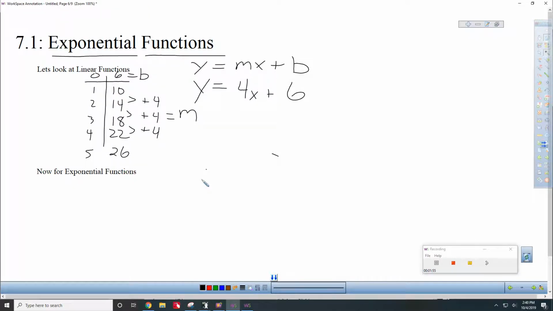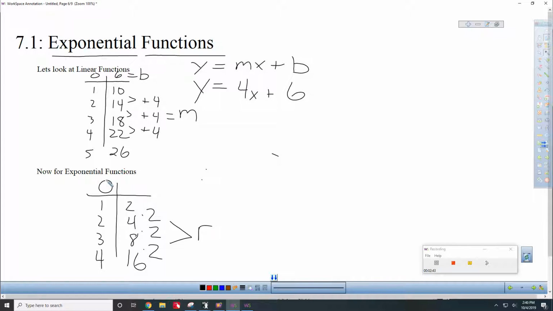Okay, so for exponential functions, the difference is you multiply to get from one term to another. A lot of times these things grow really fast. Let's say we went from 2 to 4, and from 4 to 8, and from 8 to 16. What are we doing? We're multiplying by 2. In this case, this is our r.